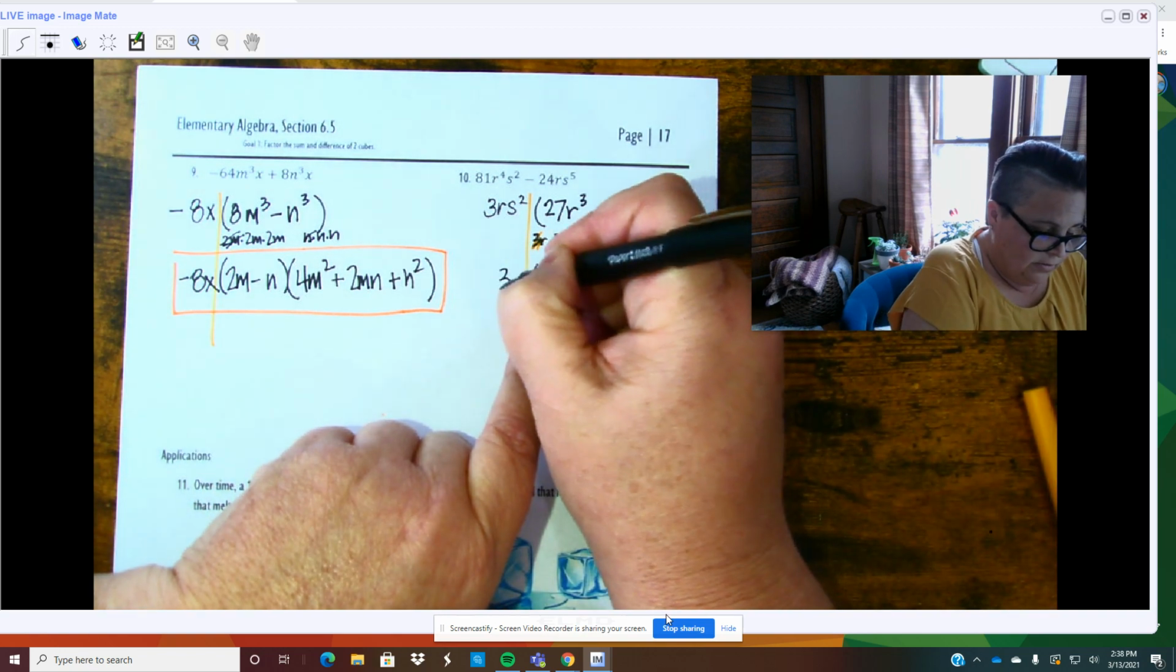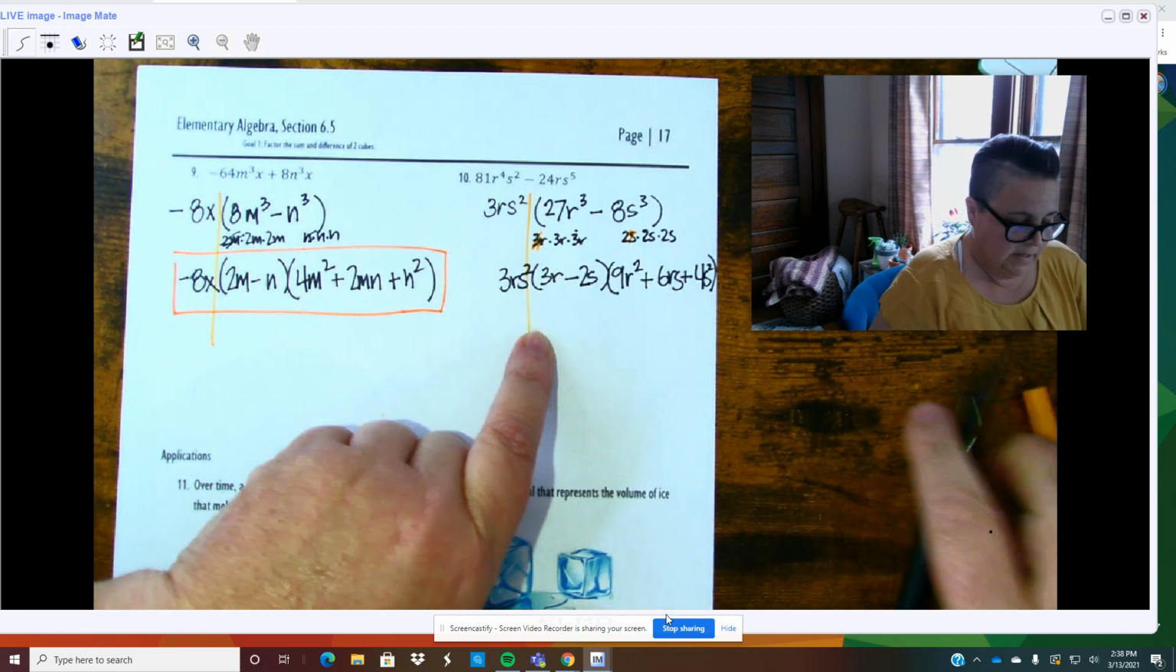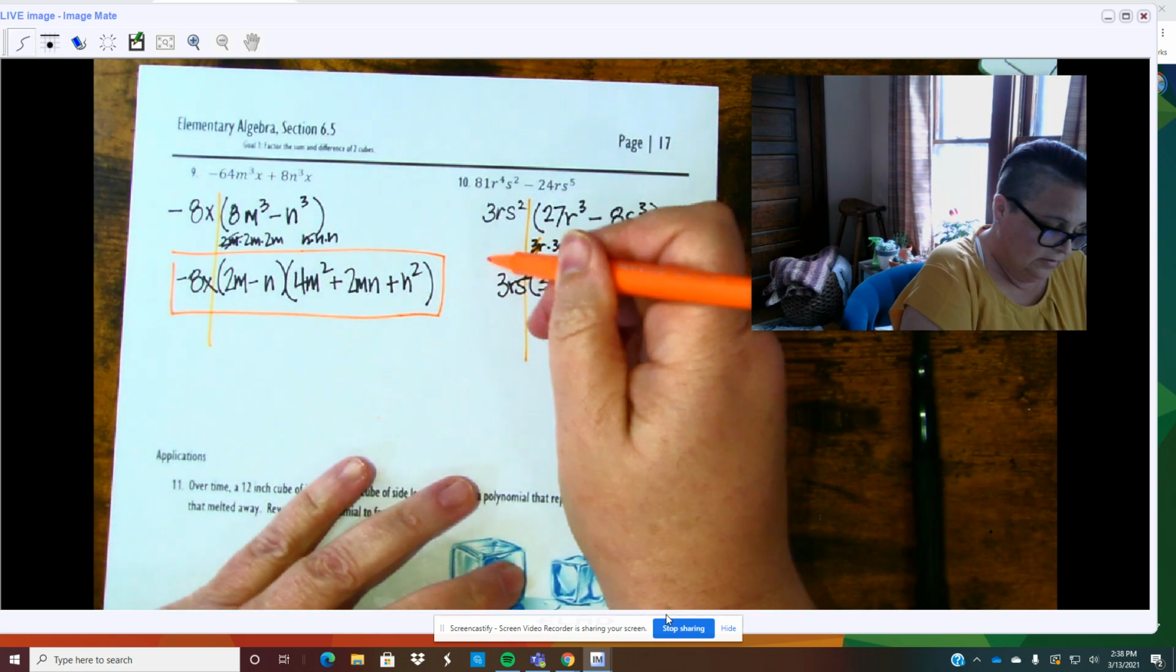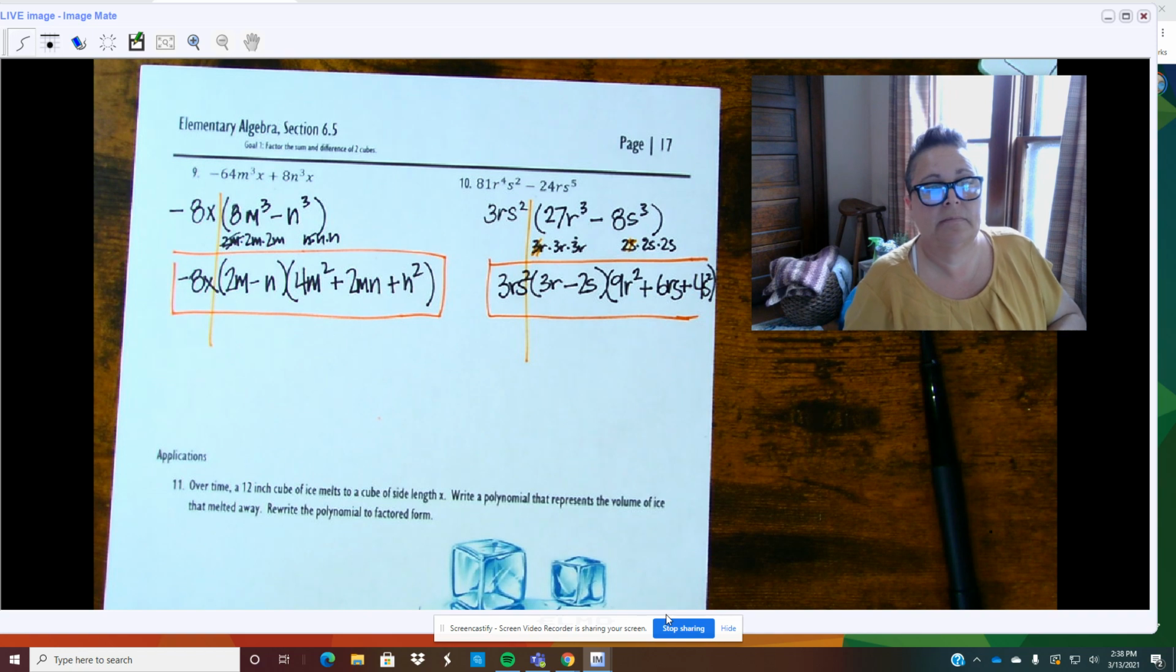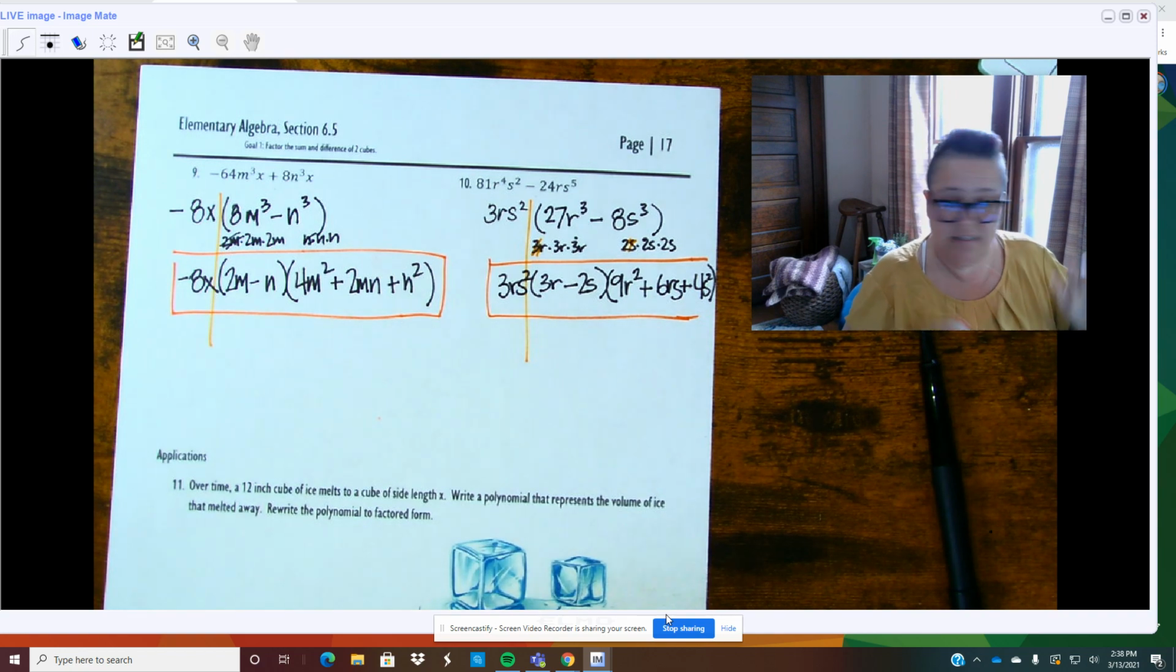I'm going to bring down the 3rs squared because it is also one of my factors, and then I'm going to put it together. There. These were a lot of minuses, but that's okay. The pluses are just the same, right? It's the same pattern. Keep the first sign the same, always the opposite on the second sign, and the third sign is always positive.